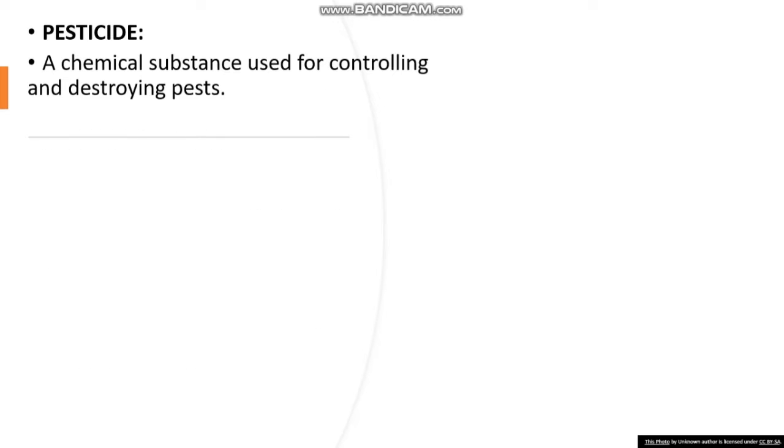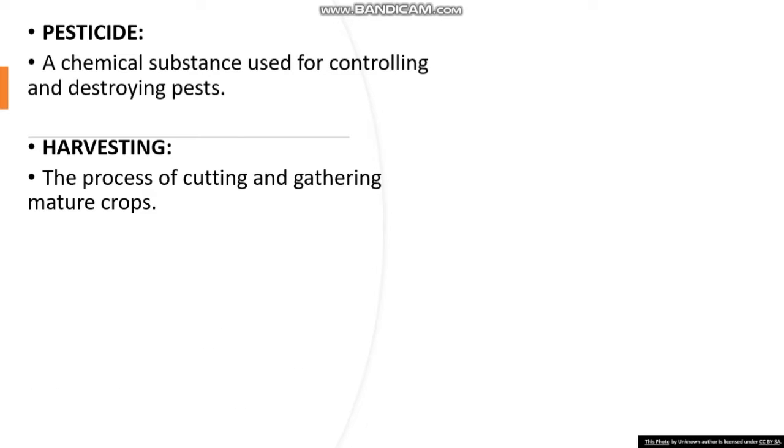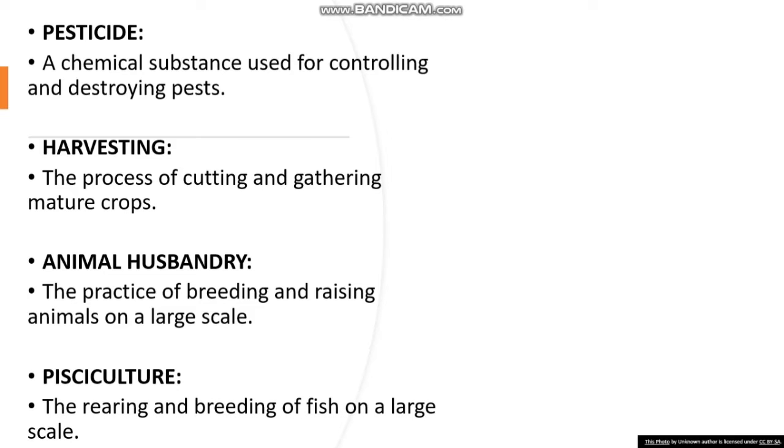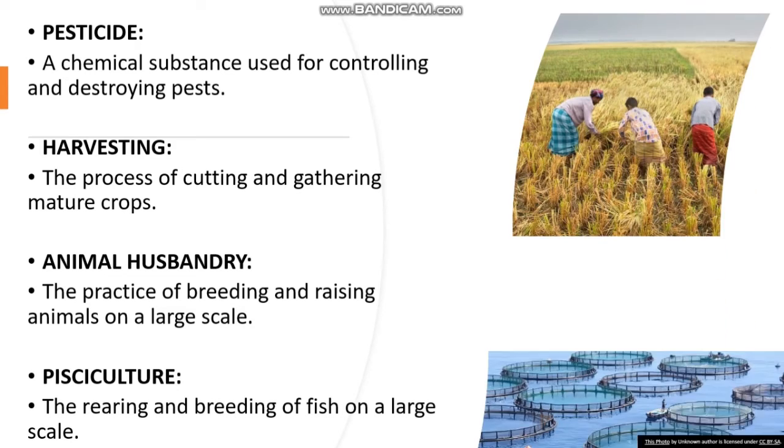Pesticide. A chemical substance used for controlling and destroying pests. Harvesting. The process of cutting and gathering mature crops. Animal husbandry. The practice of breeding and raising animals on a large scale. Pisciculture. The rearing and breeding of fish on a large scale.